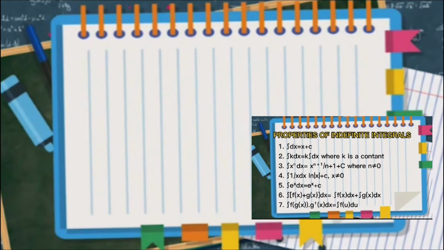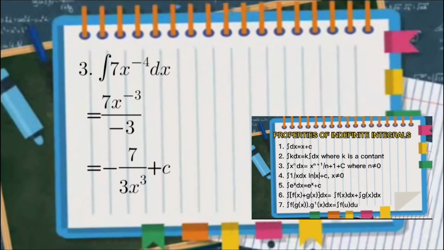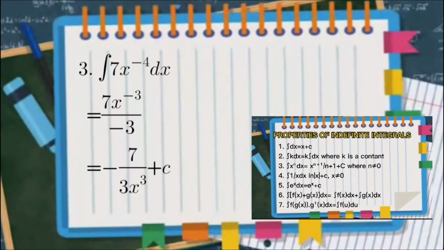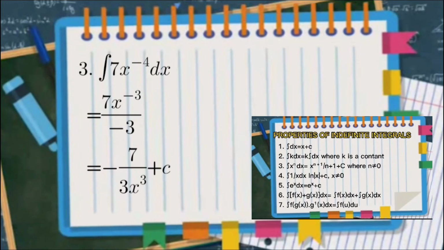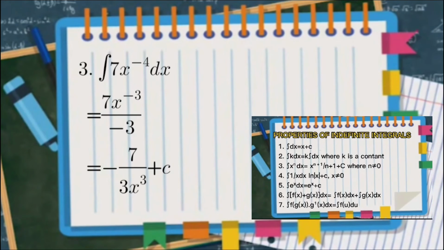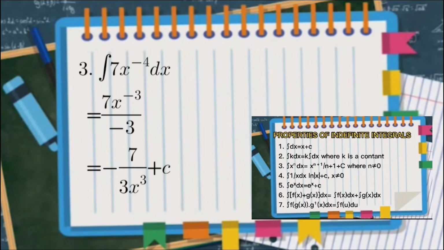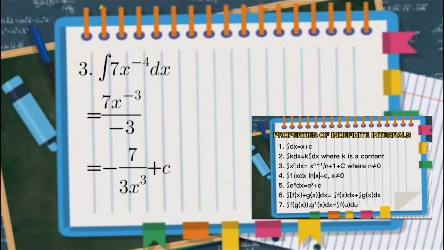So let's proceed to example number 3. Example number 3 is the integration of 7x to the power of negative 4 dx. This simple example is just to review how we are going to make its exponent positive, just to give you more information and more understanding about this form of the given.